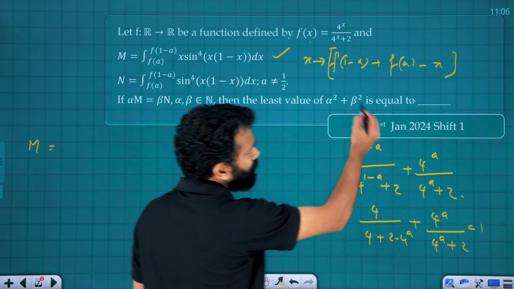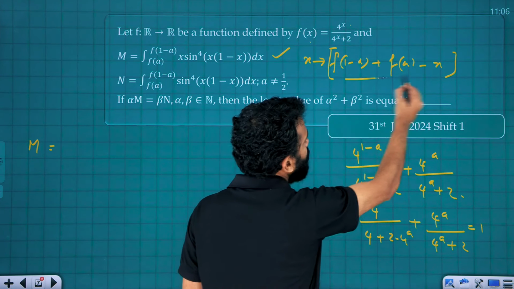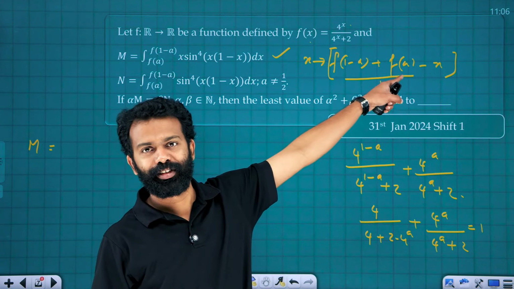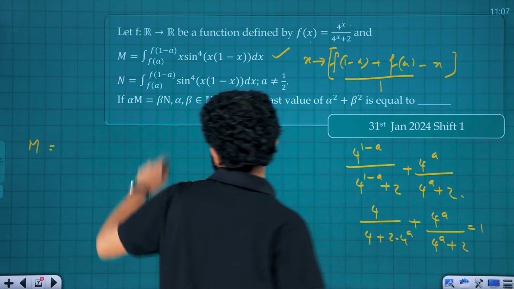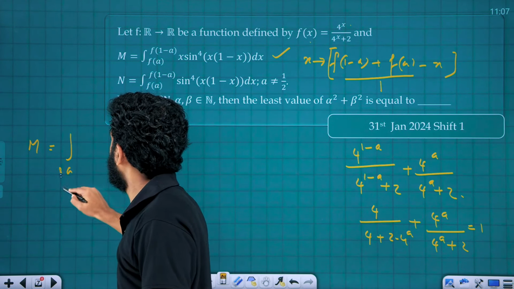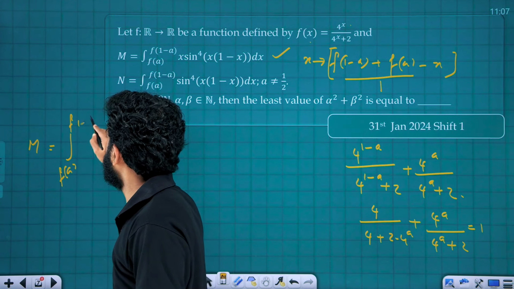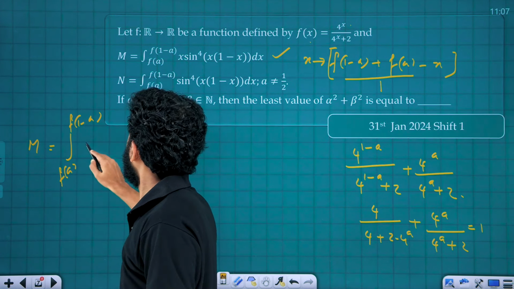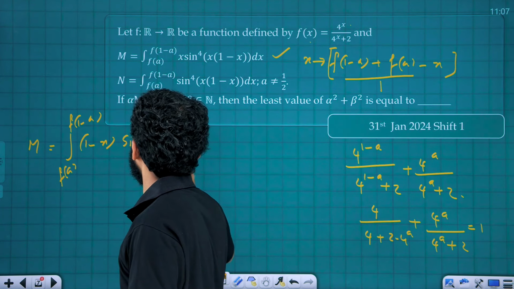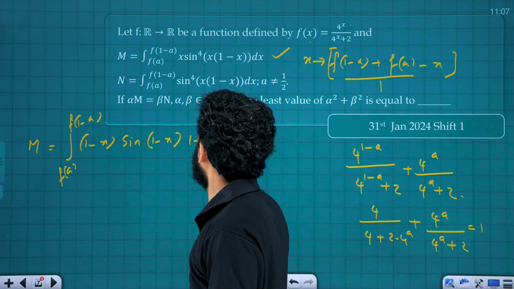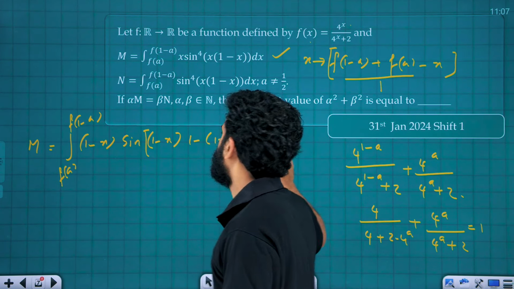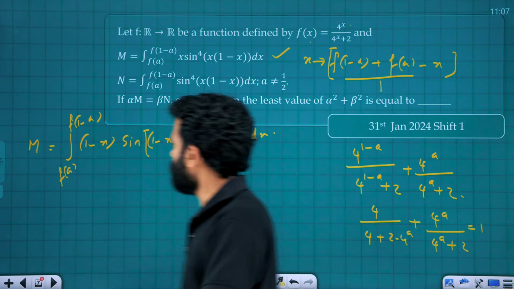So, what is f of a plus f of 1 minus a plus f of a? That is 1, and therefore, x can be written as 1 minus x. Easy, done. Okay. Therefore, we can start with m over here. It will be like the integral from f of a to f of 1 minus a of (1 minus x) into sine of (1 minus x) into (1 minus (1 minus x)) into dx. Clear? Next one.